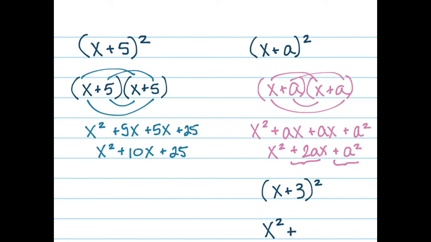Well, if 3 is in the a spot, 2 times 3 is going to give me 6. Bring down my x. And then the last thing says a squared. So again, 3 is my a. A squared is going to give me 9. So that's just a little shortcut. This whole side is just a shortcut. If you feel better about doing it with the loops and doing the FOIL, that's totally fine. If you like a shortcut, that's your shortcut.